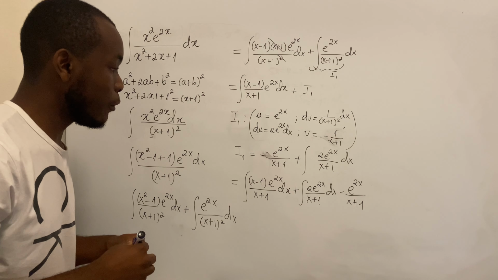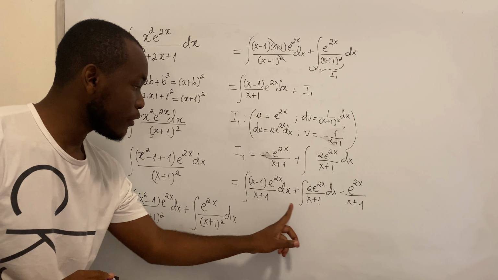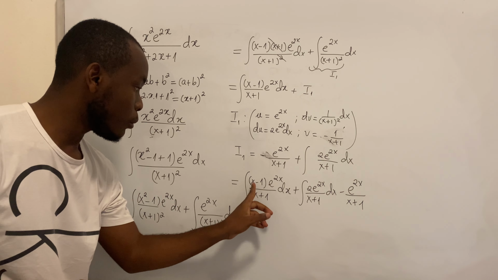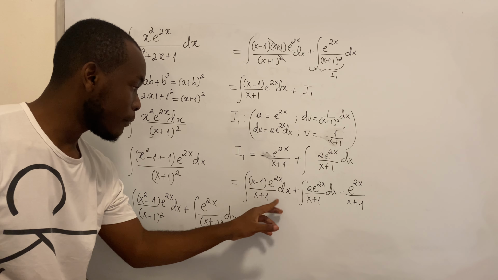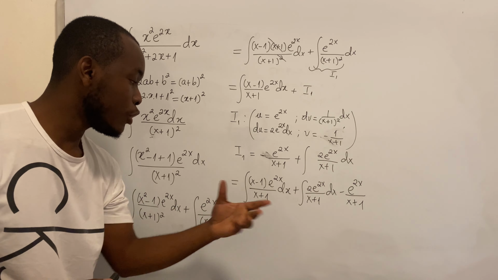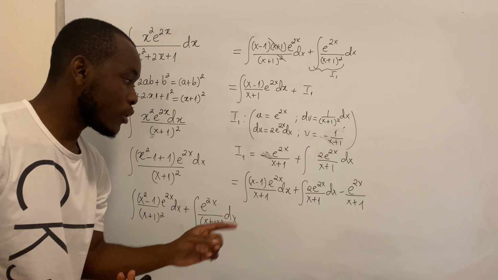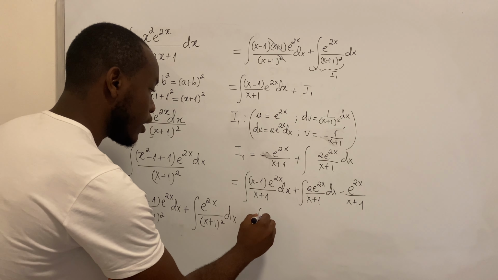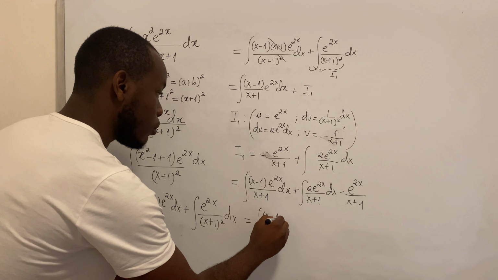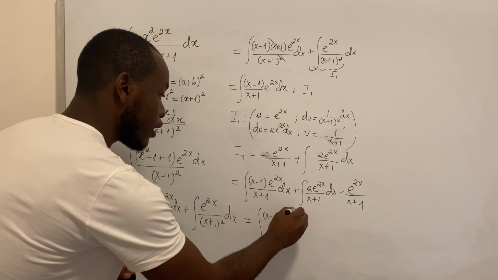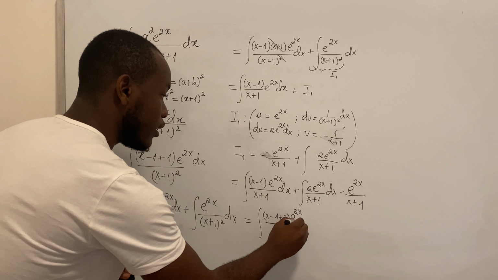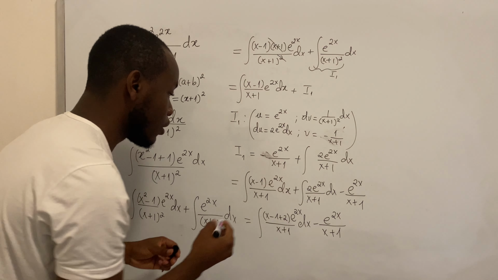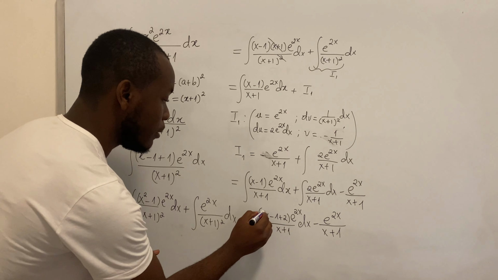Okay, now if we check in this integral, they both have the same denominator and they both have e. So if we factorize e, we're going to have x minus 1 plus 2, which will be x plus 1, because minus 1 plus 2 is 1. So in other words, we're going to get x minus 1 plus 2 multiplying e to the power 2x over x plus 1 dx, minus e to the power 2x over x plus 1. So this is x plus 1, they simplify.